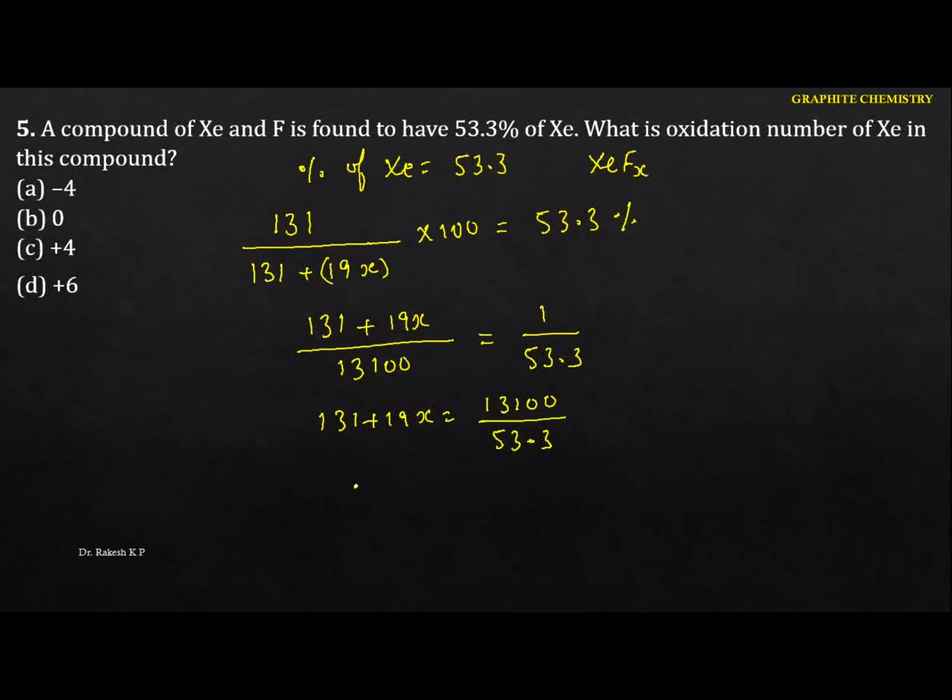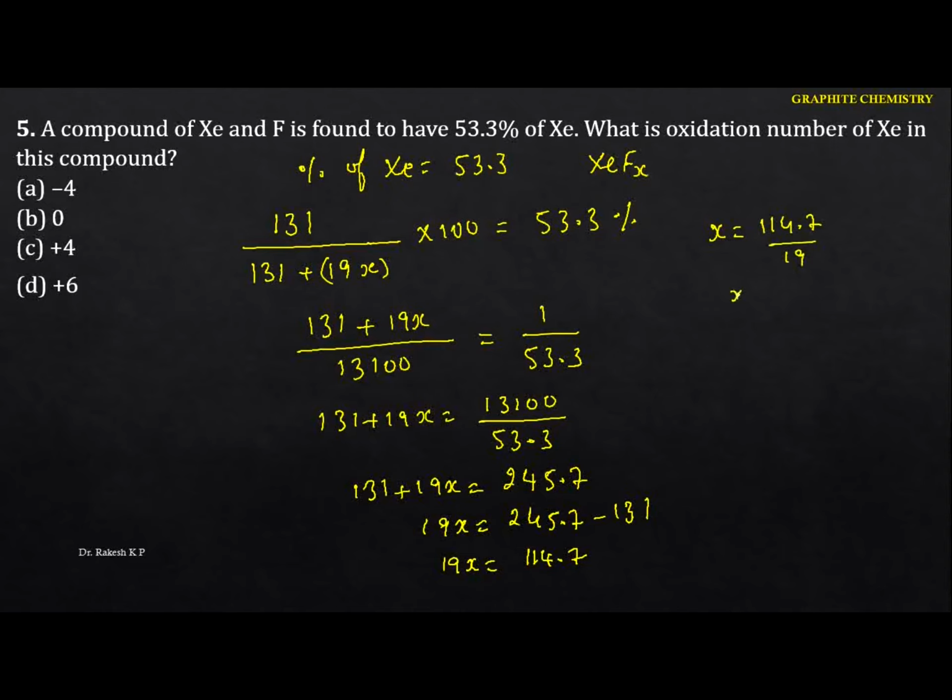Now 131 + 19x is equal to, if you do the calculations here, 245.7. Now 19x is equal to 245.7 minus 131, which is 114.7. Let me do the calculations here. Hence x is equal to 114.7 divided by 19, which is approximately equal to 6. Now we got the compound, that means XeF6.